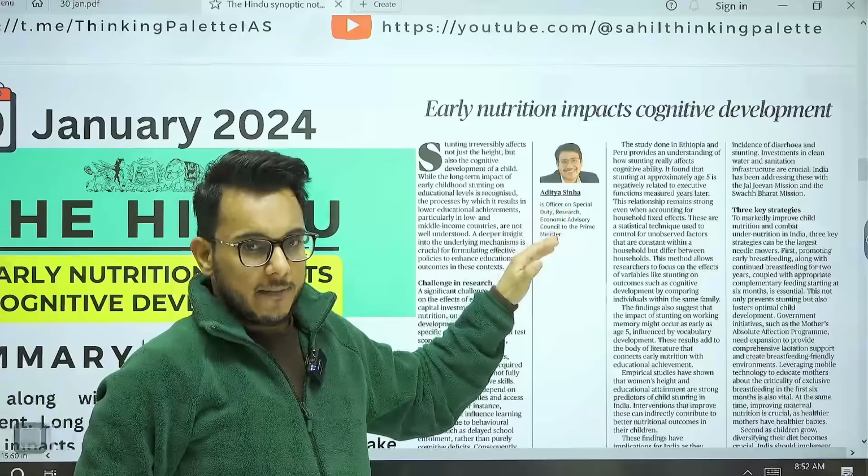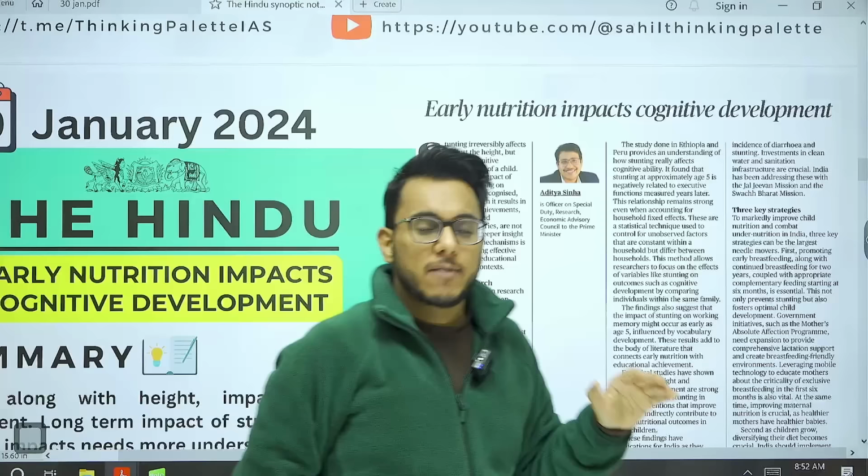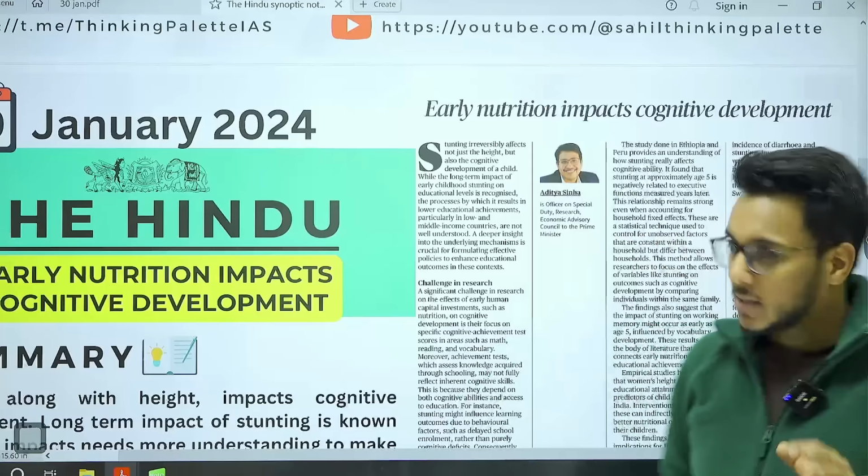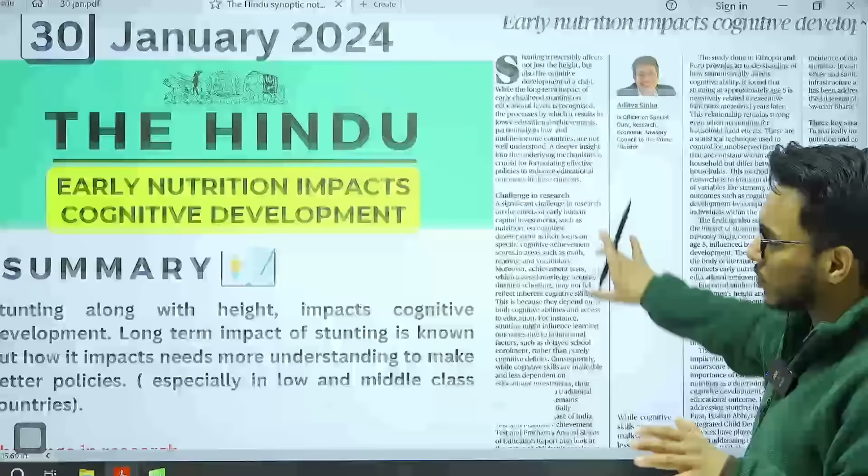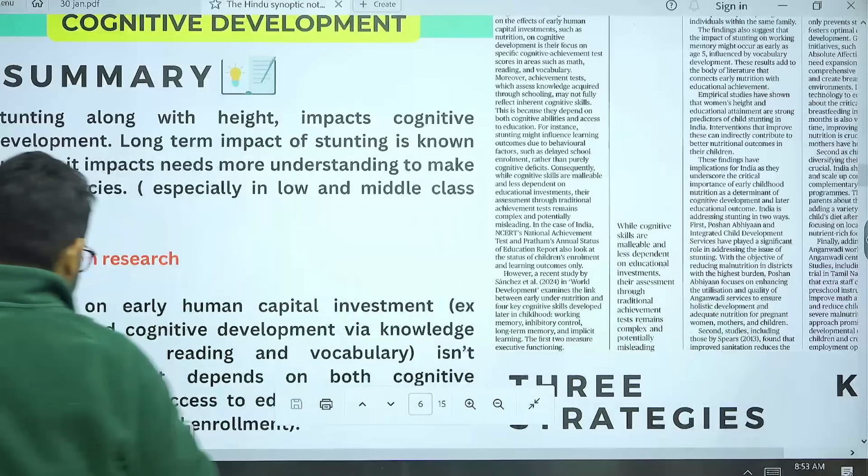Early nutrition impacts cognitive development. This particular article we are going to see again with respect to GS paper number 2, social justice. So let's take the article. Basically, guys, it has been provided that stunting, along with height, also impacts the cognitive development of a child.